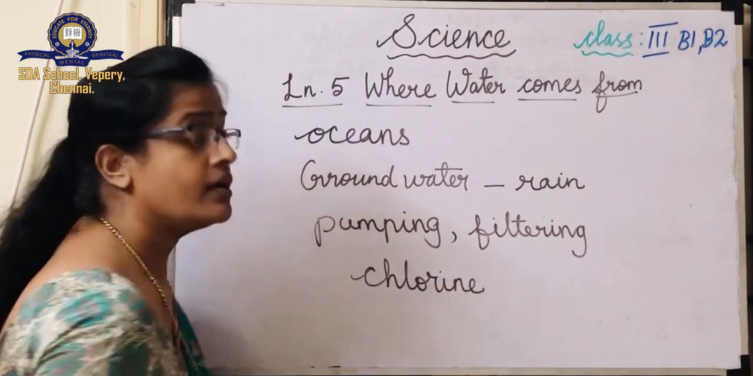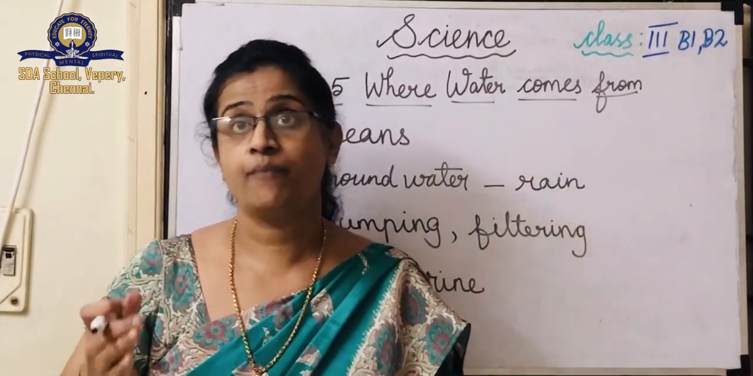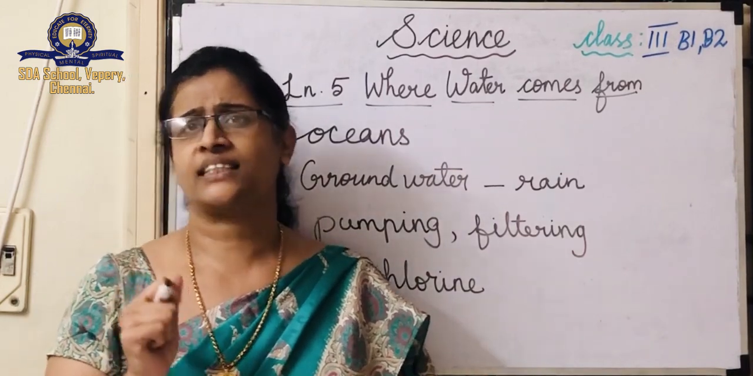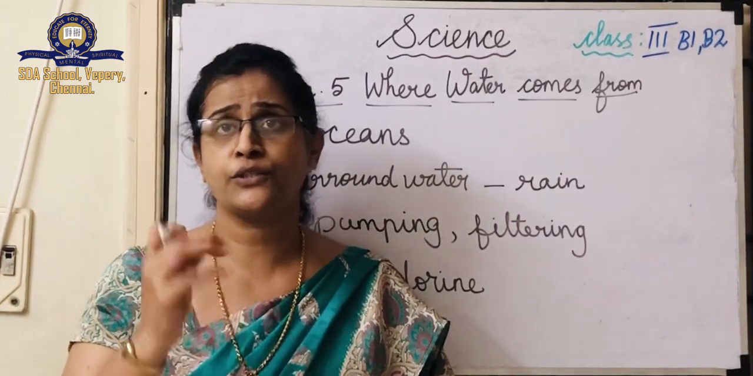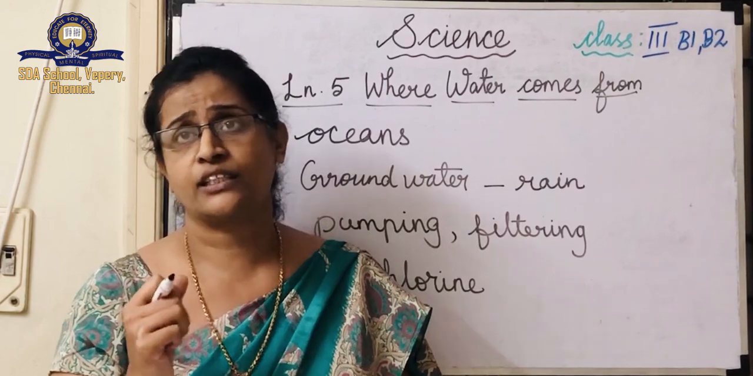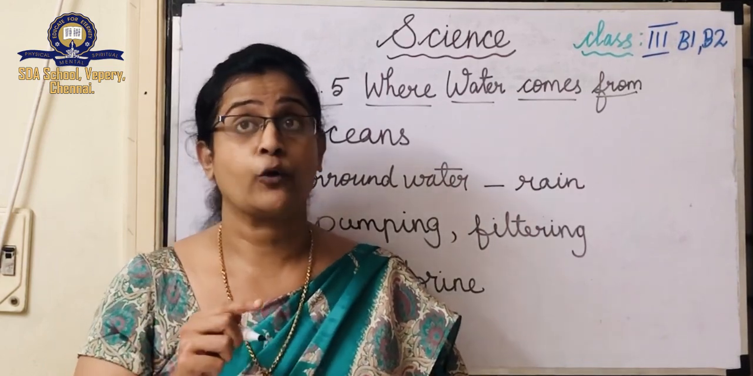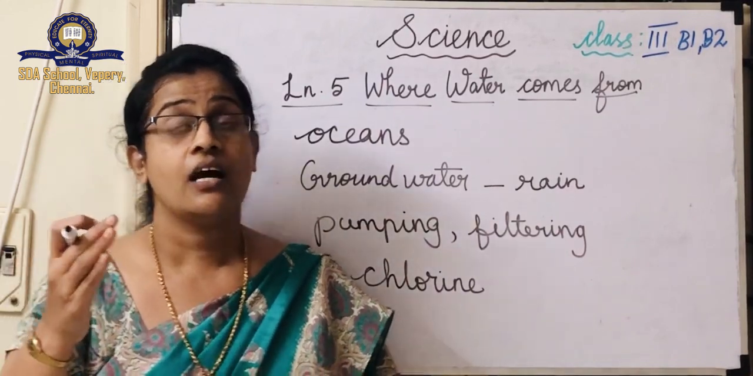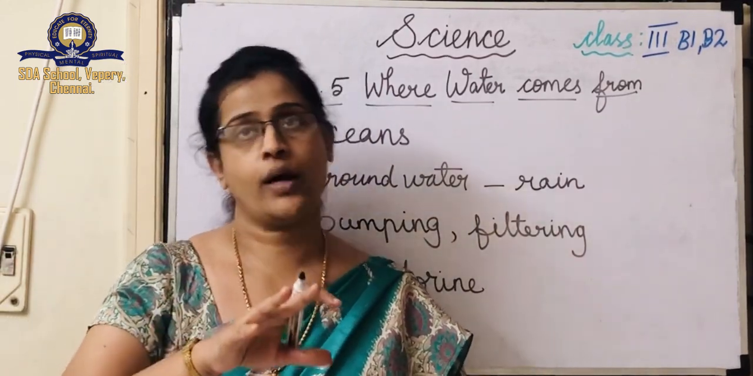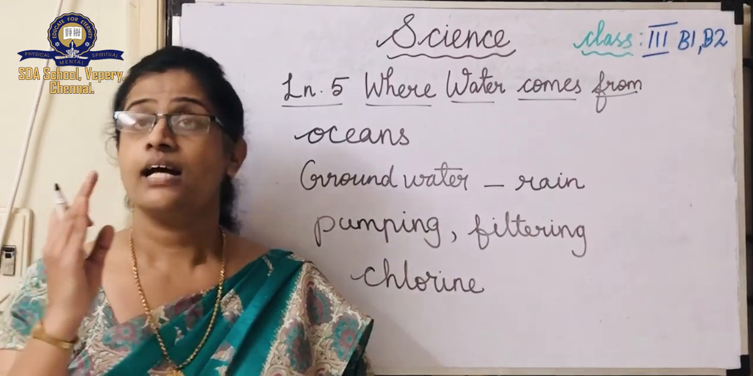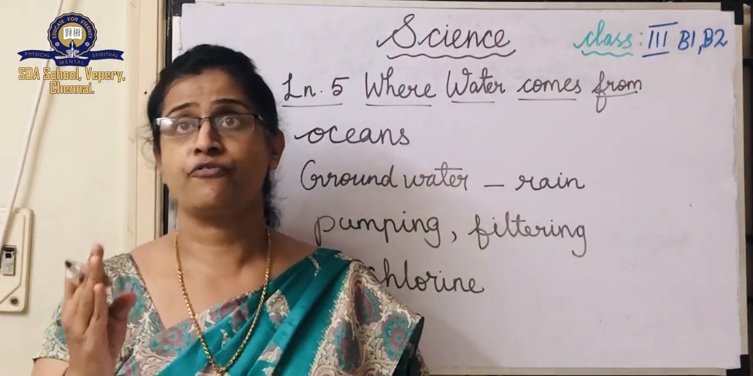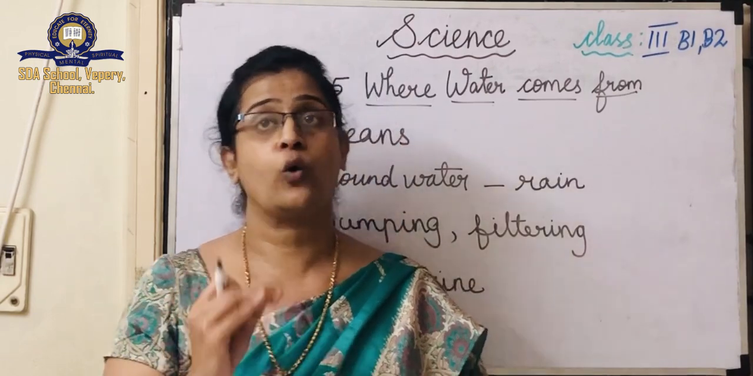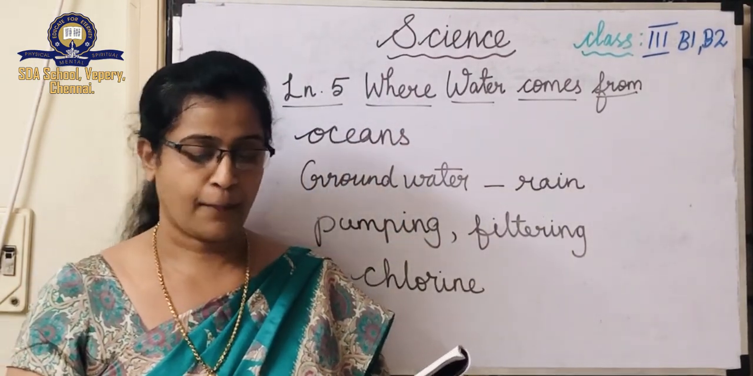Chlorine. Okay. When the water is filtered, a gas called chlorine is mixed. What does this gas do? What does this chlorine do to the water? Why do we add chlorine? This chlorine kills the germs. It kills the germs which are there in the water. And the clean, germ-free water is then carried out to our homes by big pipes.